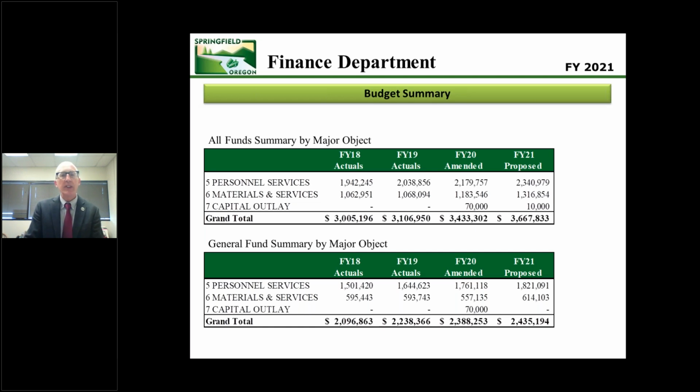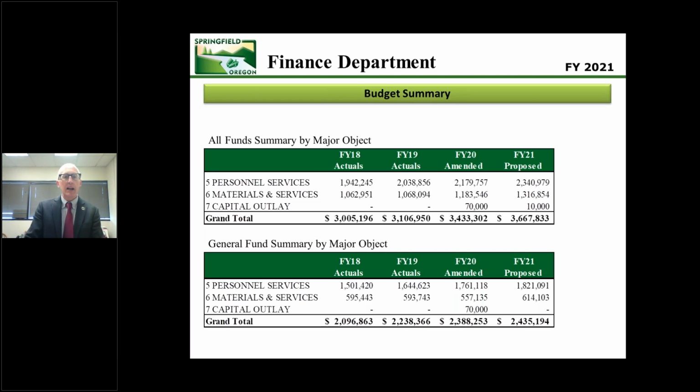You also see a significant increase in the materials and services budget, and for fiscal year 21, we actually held that flat for all departments. The reason you're seeing an increase here is that the finance department budget includes the entire budget for the Regional Fiber Consortium. So the materials and services for that budget increased by $75,000 over the previous year. While this has no impact on the city's finances, it shows up in our budget as an increase.